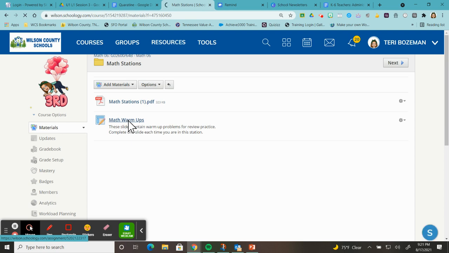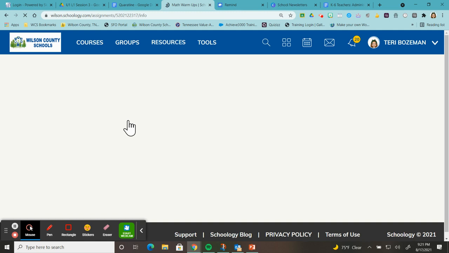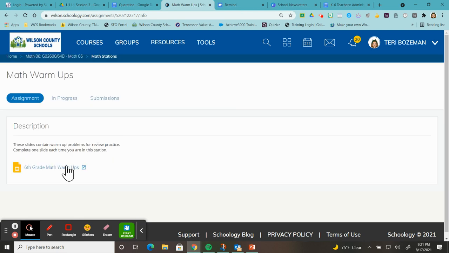So when you open them, yours will look slightly different than mine. This is a teacher portal and not the student. But when you open it, it will say assignment, and then it will say my document. So yours would say assignment, and then it would say my document. For me, it says in progress and then submissions. But when you click on my document, which should be right here, you will see a Google slide presentation that says 6th grade math warm-ups. You will open that.